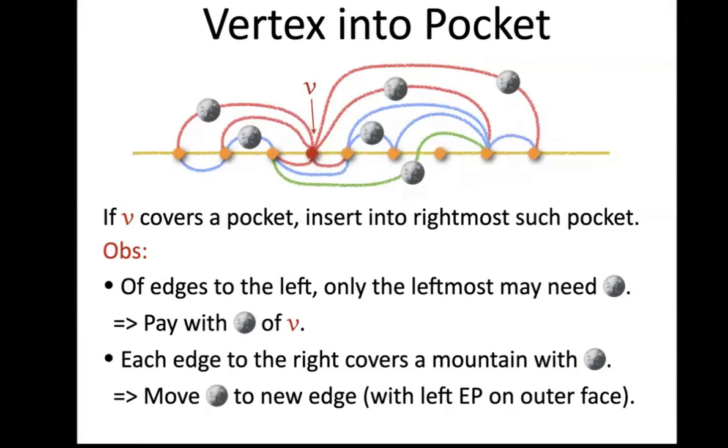And this is how we can pay for them, even if there are lots of them. So that's why we need some kind of charging scheme like this to make such an argument work. So I hope that makes sense. And that's the first case.